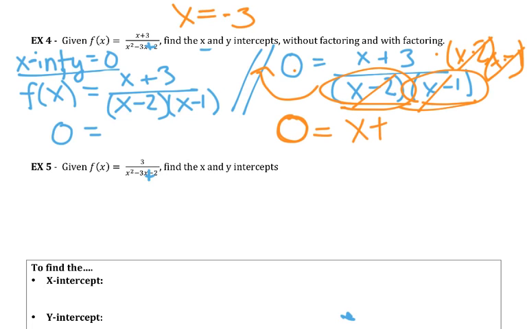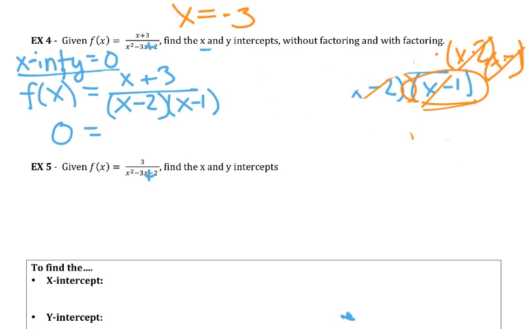0 equals x plus 3. So x equals negative 3. All right, so factoring didn't help us here, but it also didn't hurt. Let's take a look at y-intercepts.